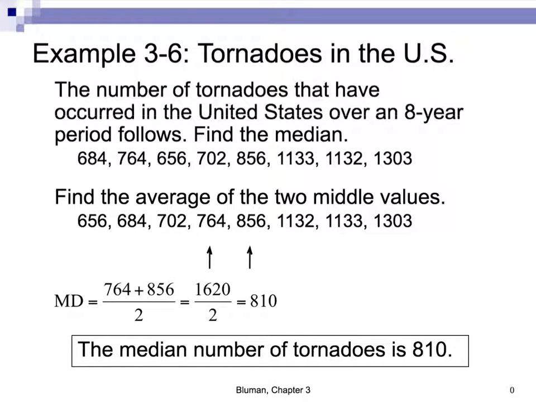Now, if you look at finding the median when we have an even number of values, this is an even number, 1, 2, 3, 4, 5, 6, 7, 8. Again, we have to order it, and then we look at the two middle values, and we have to find the average of them. Or in other words, we're going to add them together and divide by 2. So in this case, the median is 810.